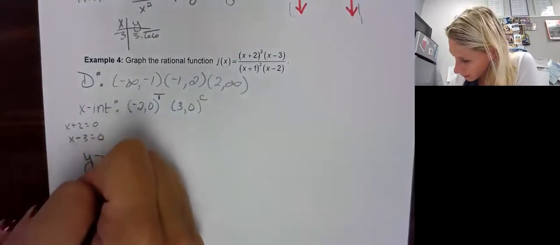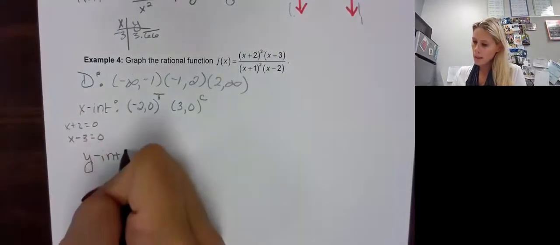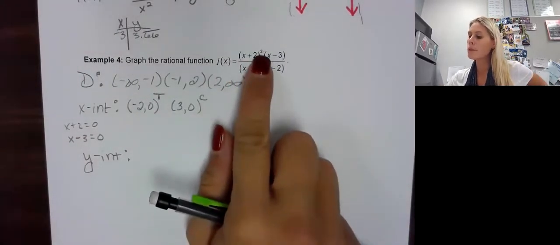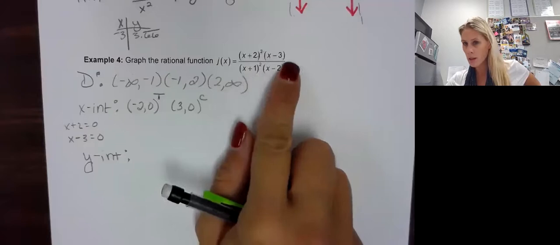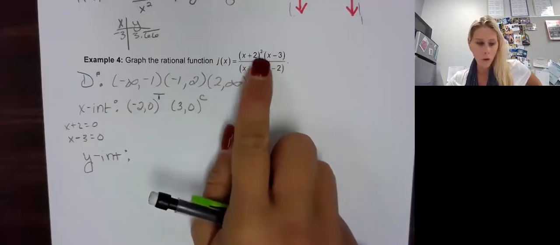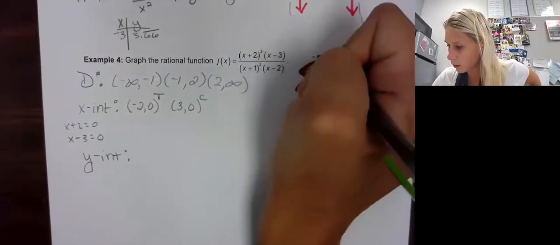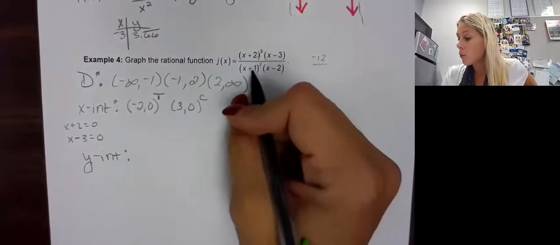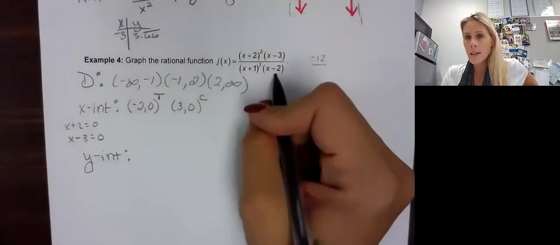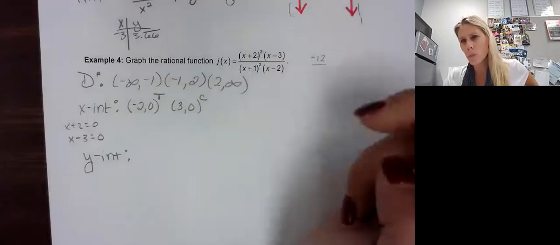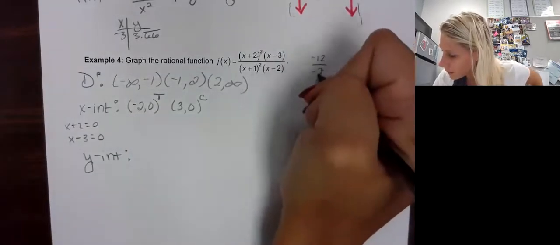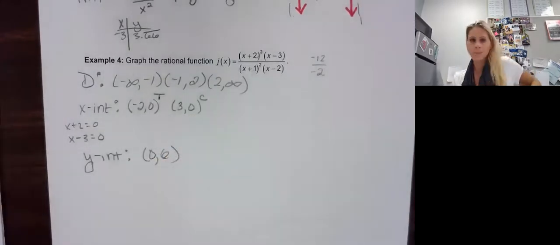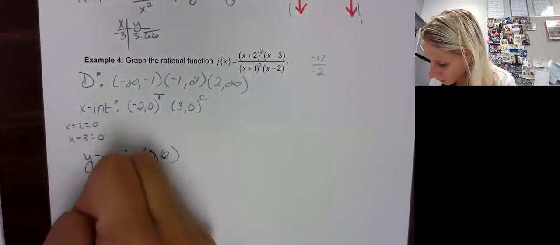Y-intercept is when x is 0. Okay, so we can plug that in. So 0 there, we would have 2 squared, which is 4. 0 there would be -3. So 4 times -3 is -12. Again, you guys have the calculator right now, so you can do that. 1 squared is 1. -2. -2 times 1 is -2. So we have a y-intercept, which is 0, 6.